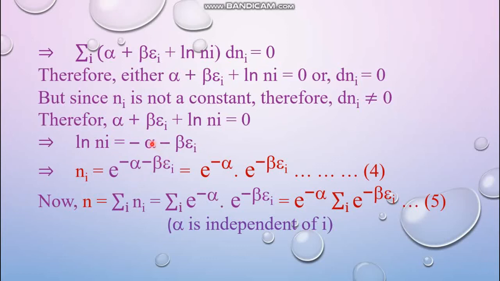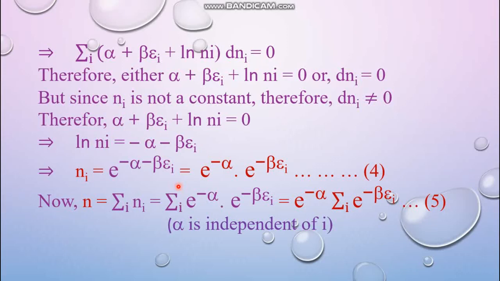This expression is very, very important. Equation 4. This expression can also be split into the multiplication of two terms, e to the power minus alpha into e to the power minus beta epsilon. But ni equals e to the power minus alpha minus beta epsilon, this is very important. This is equation number 4. And I am going to mention this equation when the classical particles are distinguished from the bosons and the fermions. So take this equation into account also, equation 4.